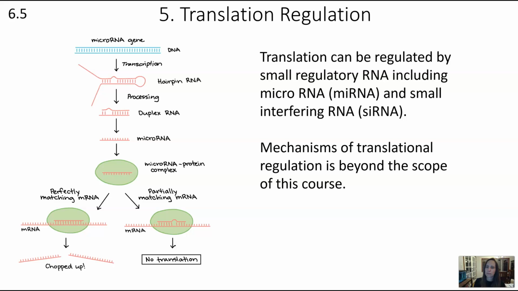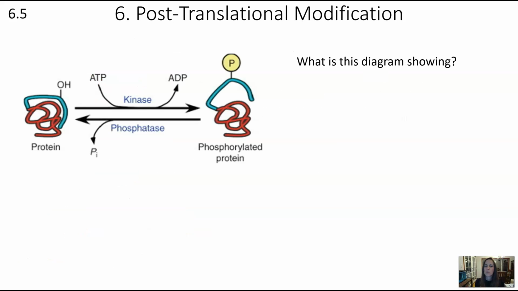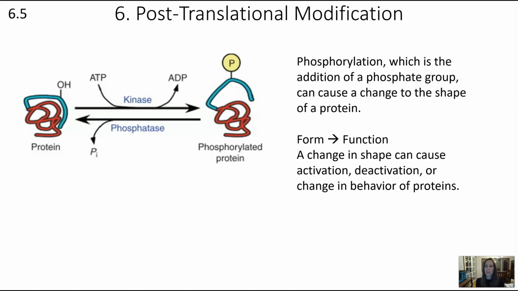The final step of eukaryotic gene regulation is post-translational modification. So after we get our protein, we can still control the process. How does that happen? What's this diagram showing? This diagram is showing that phosphorylation, which is the addition of a phosphate group, can cause a change to the shape of a protein. And since form influences function, a change in shape can cause activation, deactivation, or a change in behavior of proteins. So in terms of the overall control of which proteins are active, you can use phosphorylation. In this case, you can see on the left a non-phosphorylated protein, and on the right a phosphorylated protein.